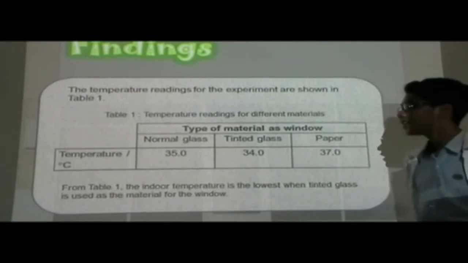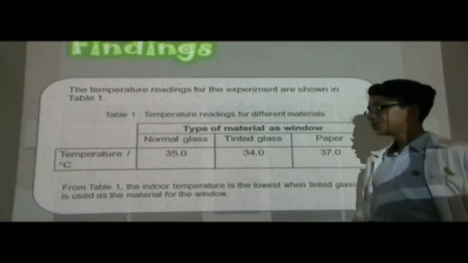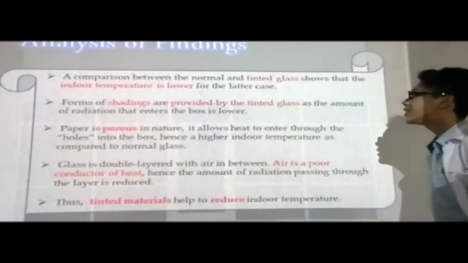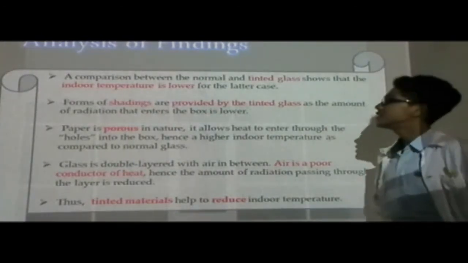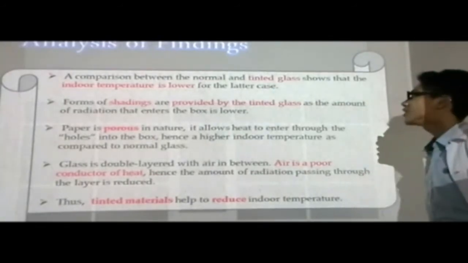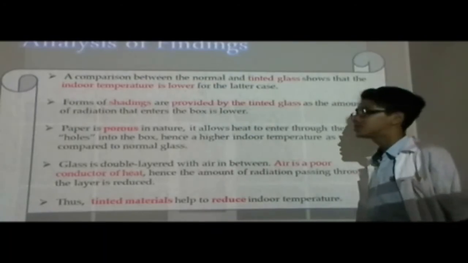From table 1, the indoor temperature is the lowest when tinted glass is used, followed by the normal glass and the paper. A comparison between the normal and tinted glass shows that the indoor temperature is lower for the latter case. Shadings are provided by the tinted glass as the amount of radiation that enters the box is lower.